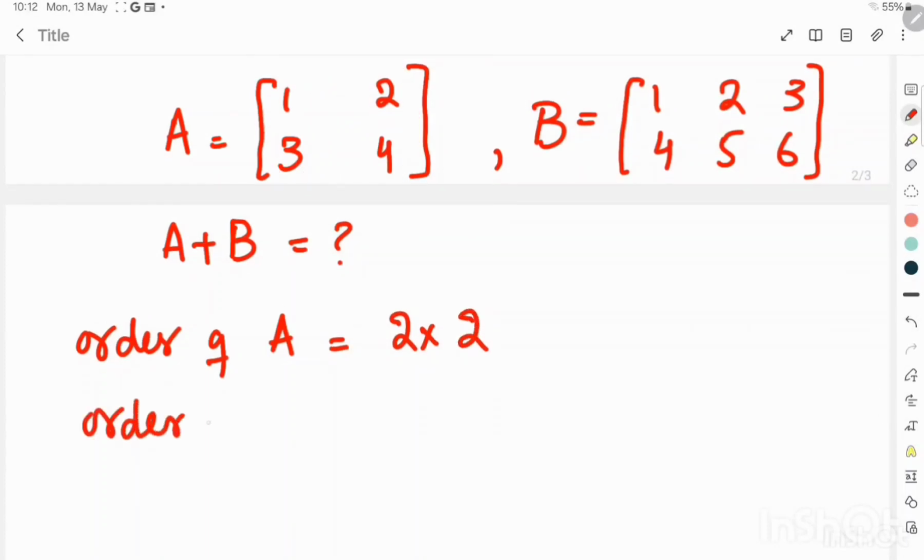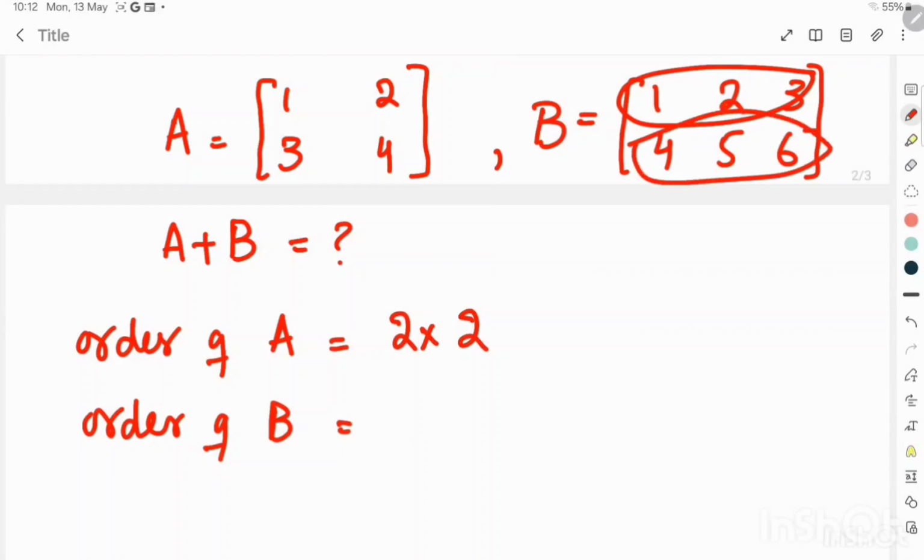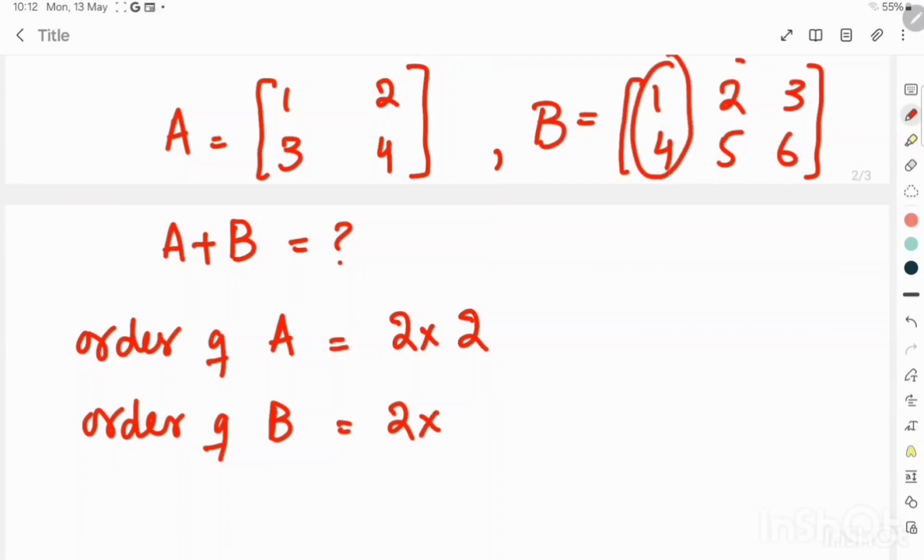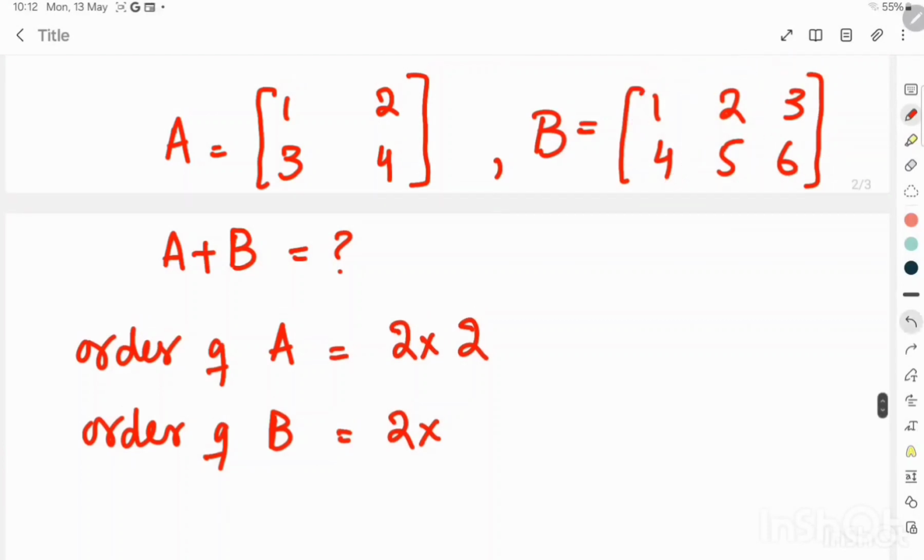The order of matrix B. So how will I check the order of matrix B? By using the formula, that is number of rows multiplied by number of columns. So here the number of rows is again 2. Okay, so I will write 2 multiplied by number of columns. So here how many columns are given? 1 2 3. So I will write 3.